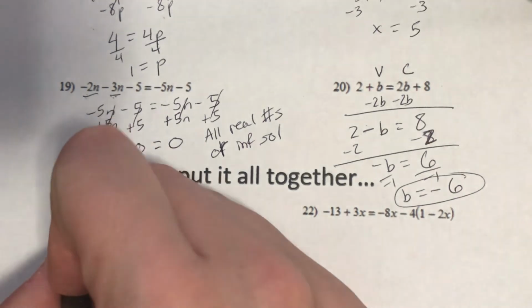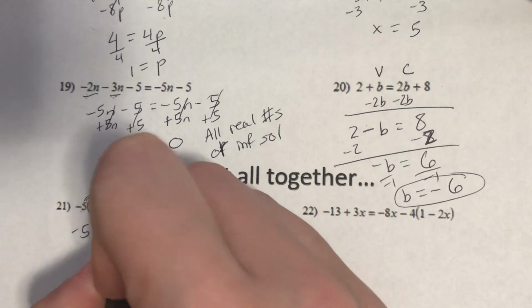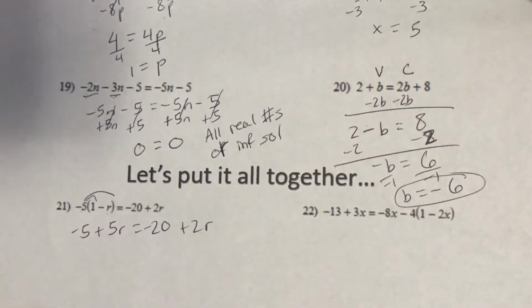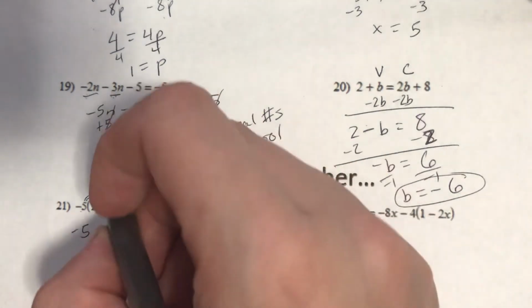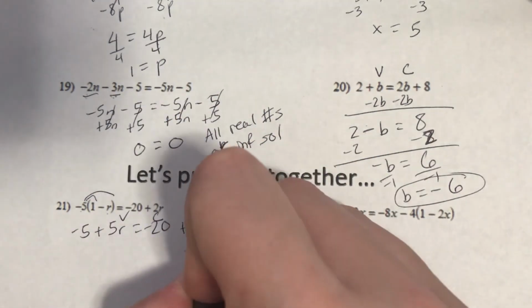So we're going to distribute. We got -5 times -r is positive 5r, and -5 times 4 is -20, plus 2r. Okay. I want variables on one side, constants on the other. So I'm going to get rid of my variable on this side.